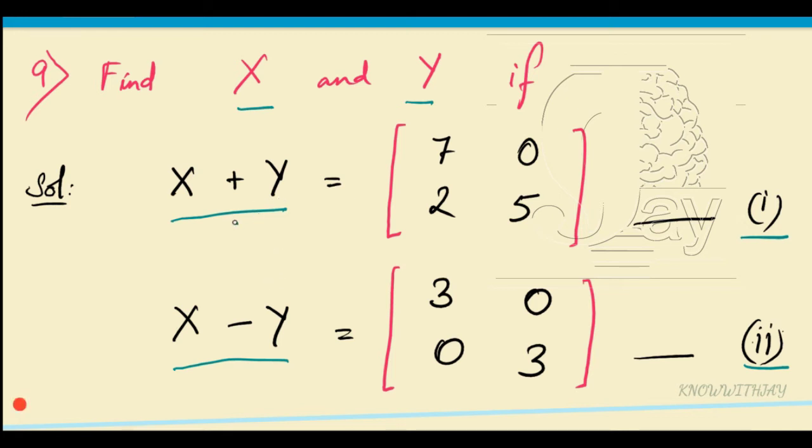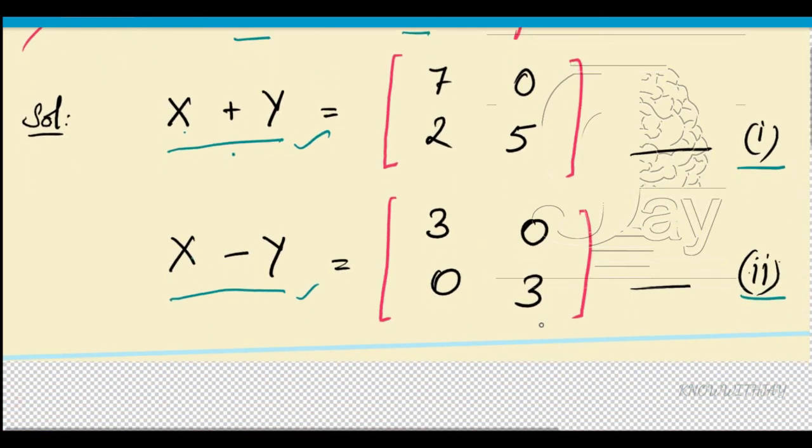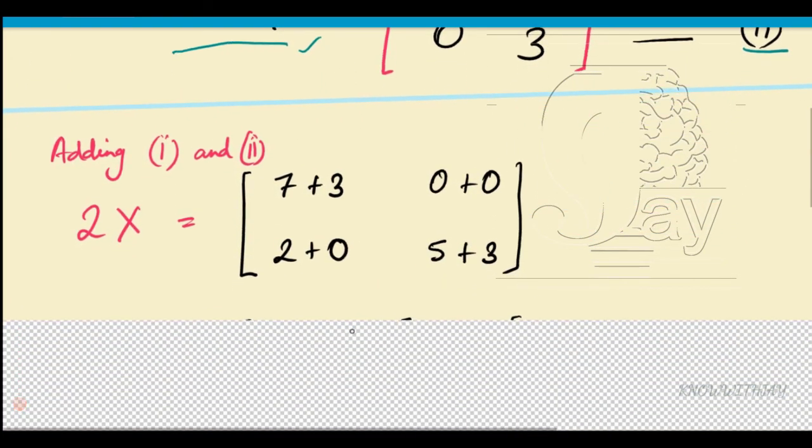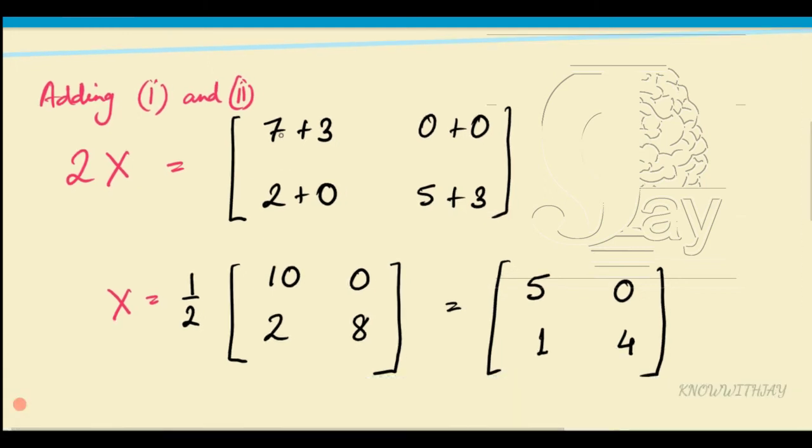If we add the sum and the difference, we get x plus y plus x minus y. So y gets cancelled, we have 2x. So like that we are going to find the matrices. If we add equation 1 and 2, we get 2x equals, since we are adding the matrices, 7 plus 3. In the second element we get 0 plus 0, the third element is 2 plus 0, and the fourth element is 5 plus 3. Now this is 2 times x. What is x then? Each of the elements has to be divided by 2. We get the matrix X as 5, 0, 1, 4.